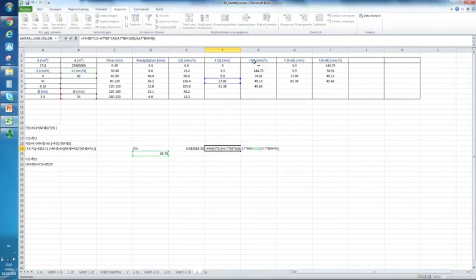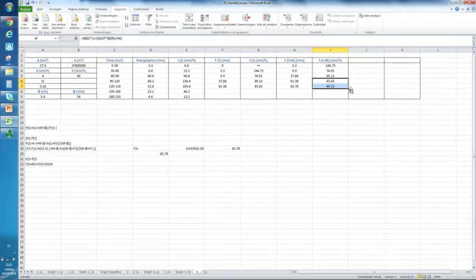Let's check this. We don't refer to the start of the previous interval, but to this interval, and indeed 83.78. So that's our total amount of infiltration at the end of the 5th interval. The corresponding infiltration capacity is 44.30. We go to the next interval.